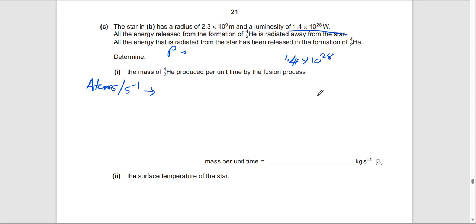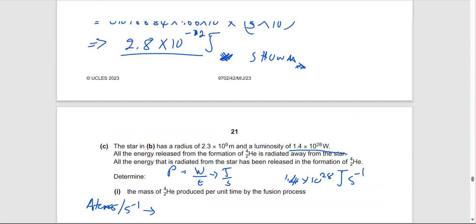Power is the rate at which work is done, so it's work over time. What are the units for work? Joules. So watts can also be written as joules per second, right? We want the number of atoms per second, and we have joules per second, and we also have the energy that is produced by one atom, which is 2.8 × 10^-12 joules per atom. Remember, we just calculated it right there.